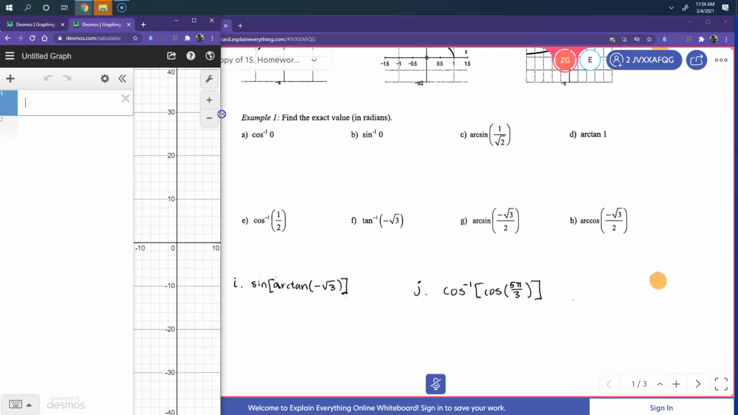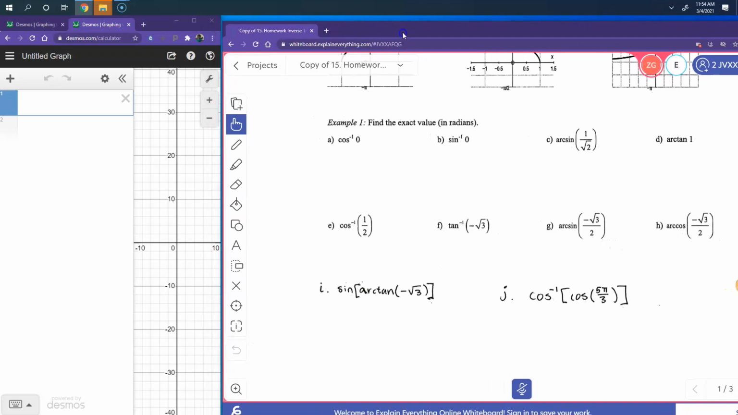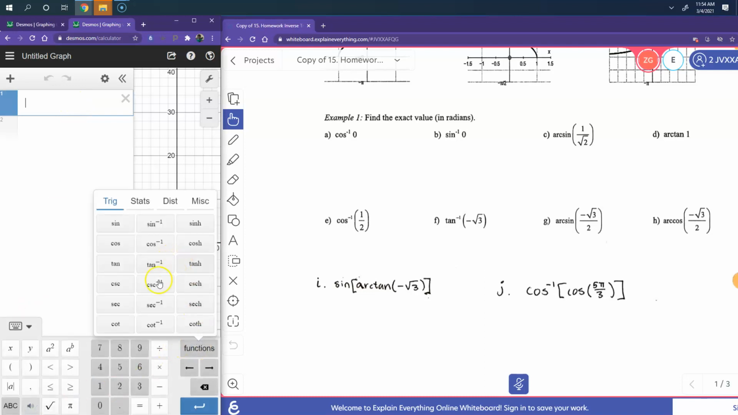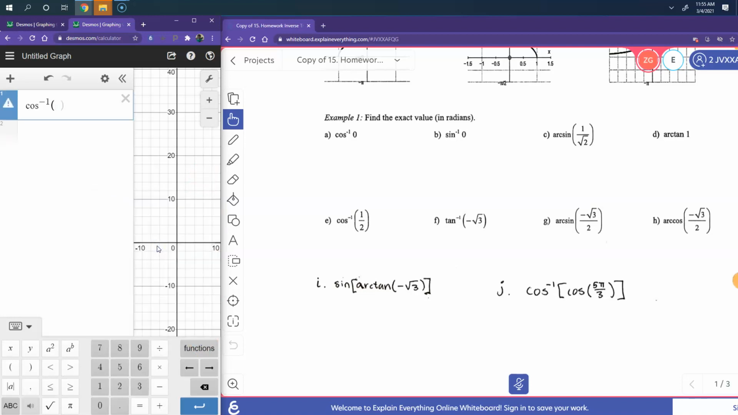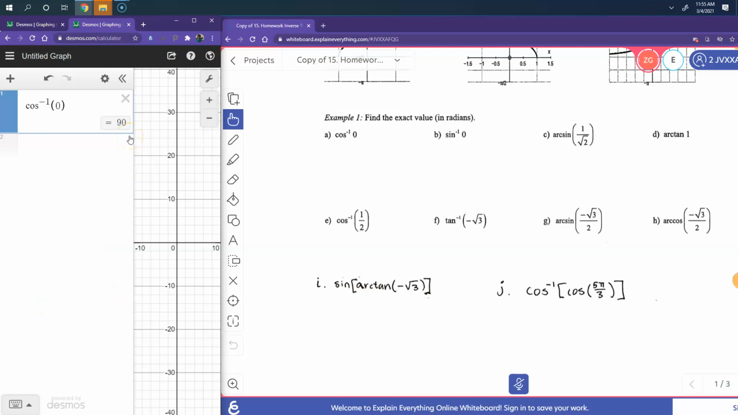number 1. 1a, we're going to do these examples together. You need to go to desmos.com. You can go to function miscellaneous, and you're going to write inverse cosine of 0. Make sure that you're in degrees, and you see it's 90. So we're going to convert the 90 degrees to radians, which is times pi over 180, which is pi over 2.